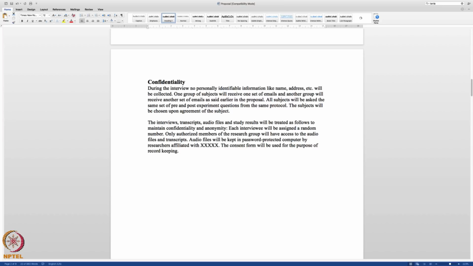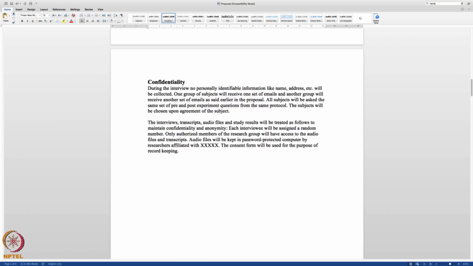Pre and post experiment means before the actual experiment, you're going to ask them some questions, and when the experiment is done, you're going to ask them some questions. That's the pre and the post. And the word protocol refers basically to the questionnaire questions that you're asking the participants. The subjects will be chosen upon agreement of the subject.